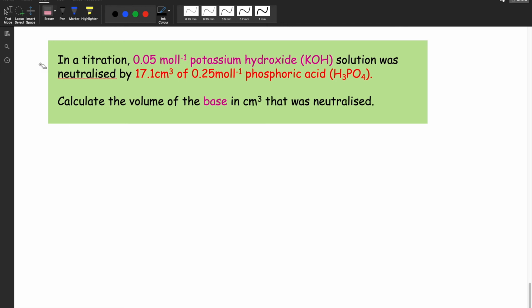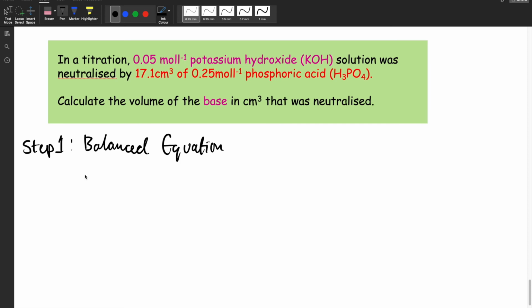So we have our last but certainly not least question here. I'm just writing down step 1, balanced equation. Okay, so we're following the exact same steps as we did before, and this time again we are calculating the volume of the base. So this is the exact same method as the question we've just done. It's just using different acids and different alkalis.